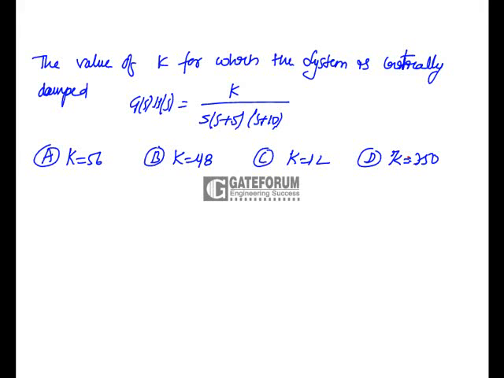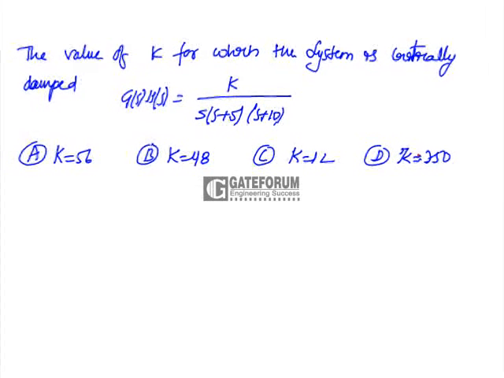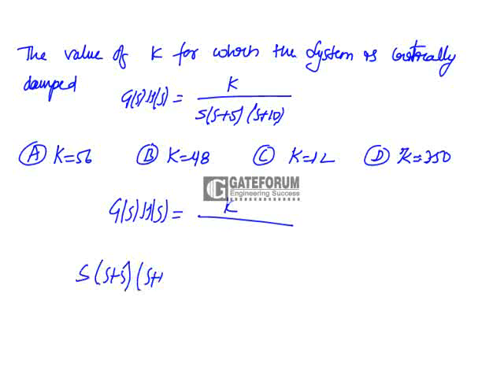Find the value of k for which the system is critically damped. Okay, we have to find the gain k for which the system is critically damped. He has given G(s)H(s) equal to k by s into (s plus 5) into (s plus 10).